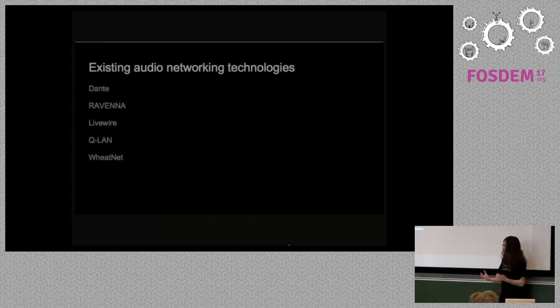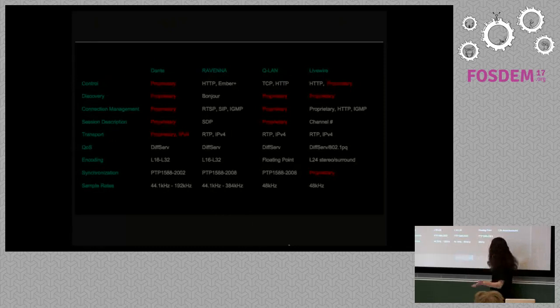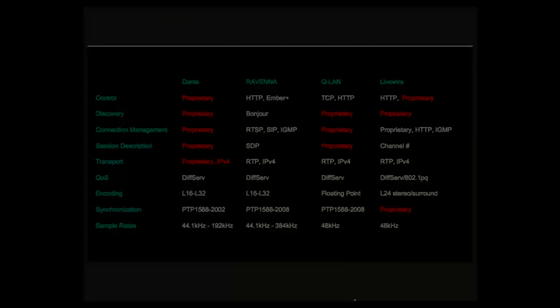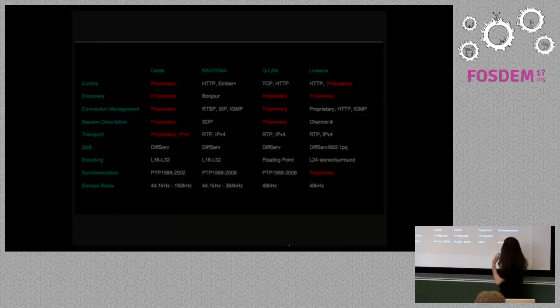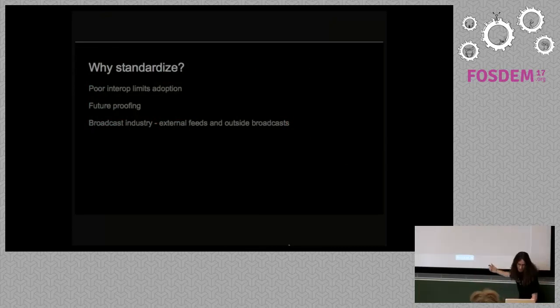There are existing technologies already serving this market, and they are various kinds of proprietary technologies. Here are various brands, and we can look at them in some detail. There are various levels of protocol and various solutions within those levels for all of these proprietary audio technologies. As you can see on this chart, there's a lot of proprietary stuff in these systems, and that hurts interop. Connecting these audio systems together is quite difficult.